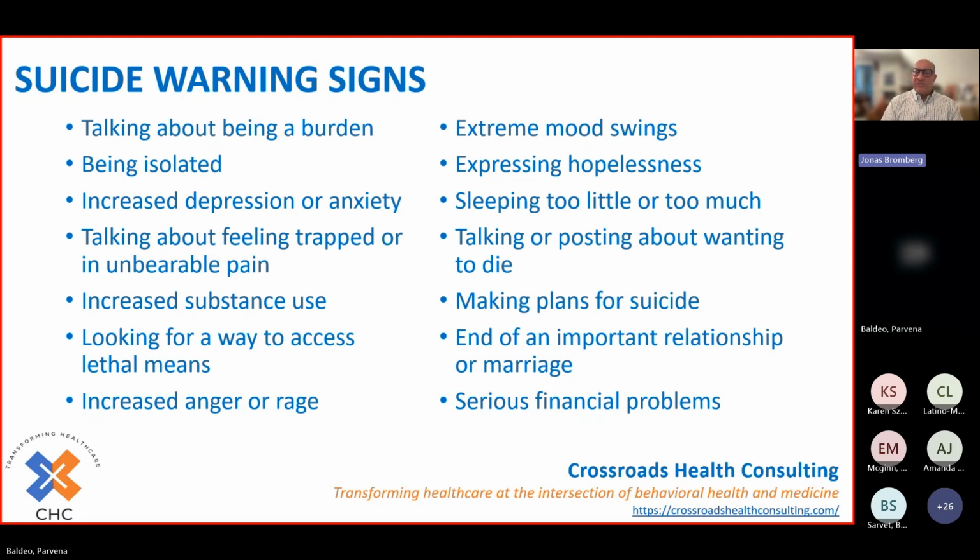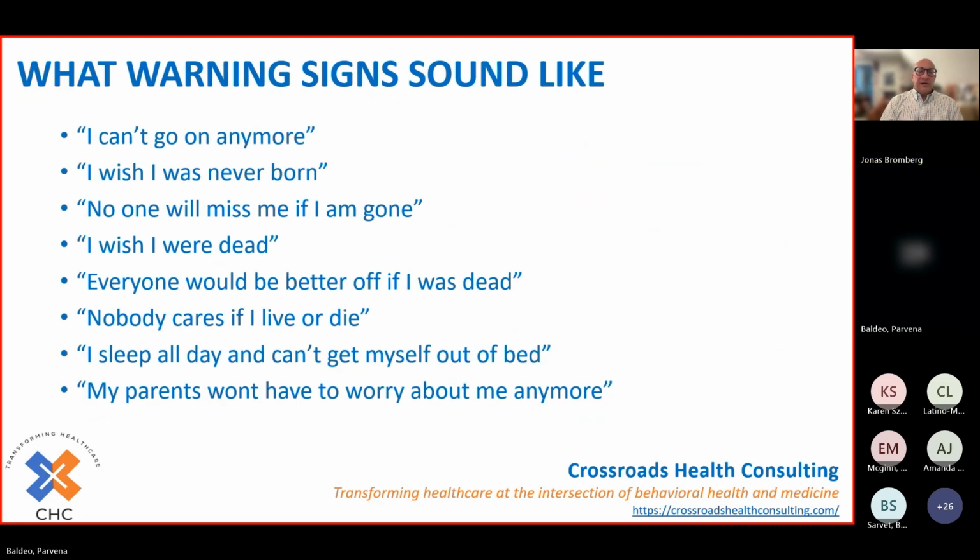These are familiar to most of you, if not all of you. Next, please. And this is what warning signs sound like. These are the things that we should be paying attention to and listening for as we talk with our patients. Certainly feelings of wishing they were dead or they can't go on anymore. People would be better off without me. Those are common warning signs and signals that we should be particularly attuned to. Next.